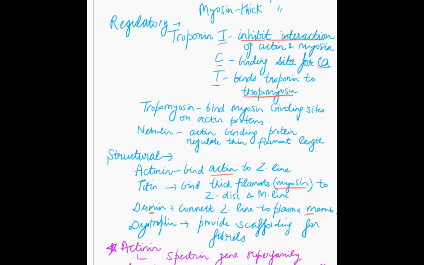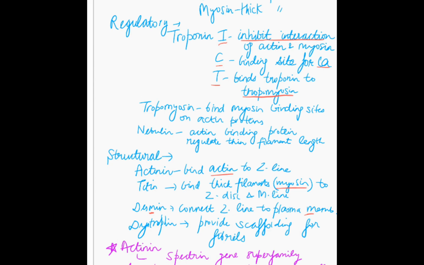Then is nebulin. Nebulin is an actin binding protein and regulates the thin filament length. Nebulin is maintaining the thin filament length. Then we have structural proteins. Of the structural proteins we have actinin. Actinin is binding actin to the Z line. Then is titin. Titin is binding thick filaments, that is myosin, to the Z disc and M line. The one which is binding actin to the Z line is actinin, and the one which is binding thick filaments, that is myosin, to the Z line is titin.